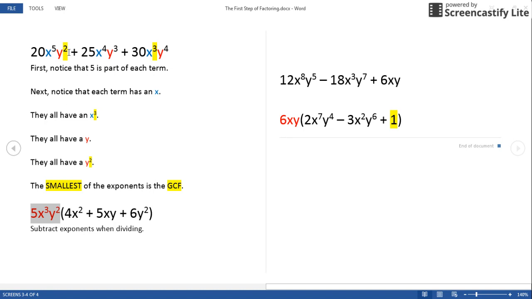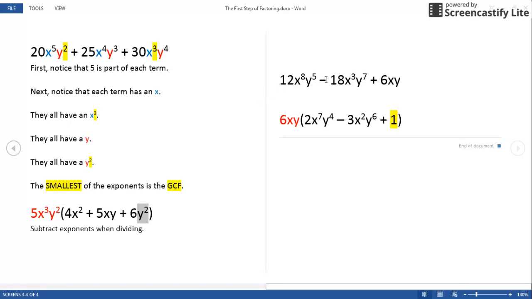Let's divide each part by that. 20 divided by 5 is 4. Remember that we subtract exponents when dividing, so x to the fifth divided by x cubed leaves us an x squared, and the y squareds divide out for the first term. In the middle, 25, if we divide by 5, is 5. Again, subtracting exponents, x to the fourth divided by x cubed leaves just an x, and y cubed divided by y squared leaves just a y. On the back, 30 divided by 5 gives me 6. Looks like the x's are going to divide out, and y to the fourth divided by y squared would leave us y squared. Again, if we multiplied back into the parentheses, we could get back where we came from.